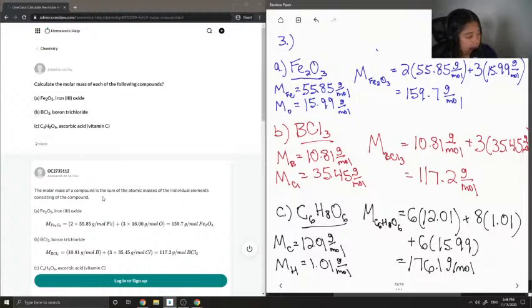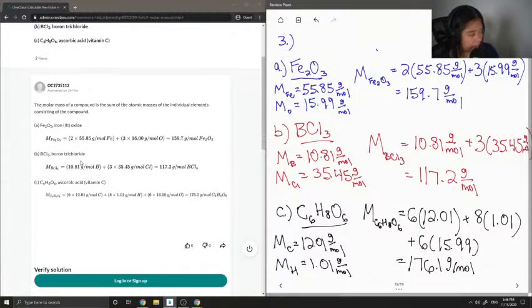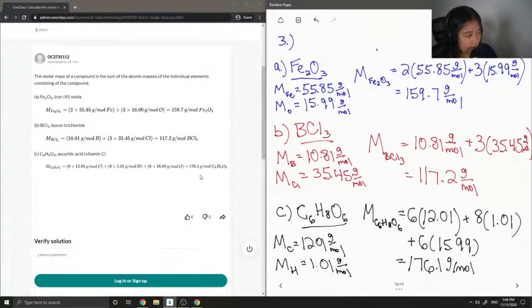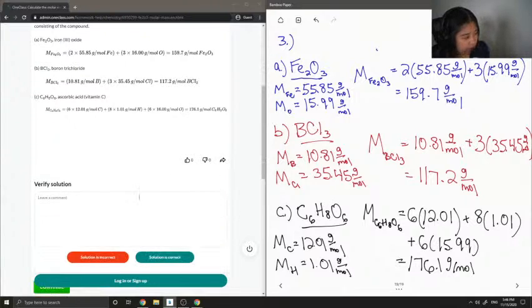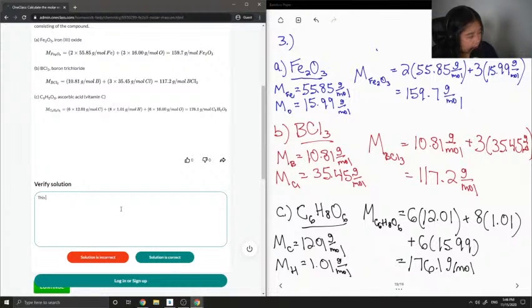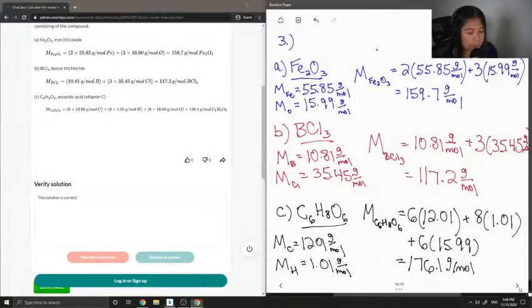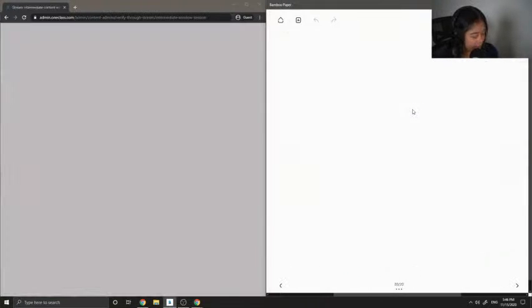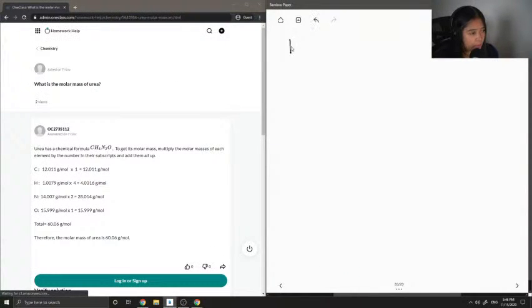Okay, so let's see what the junior tutor said. The molar mass of a compound is the sum of the atomic masses of the individual elements consisting of the compound. They have 159.7, 117.2, and then 176.1 grams per mole. So this solution is correct. Okay, so moving on to question number 4. What is the molar mass of urea?